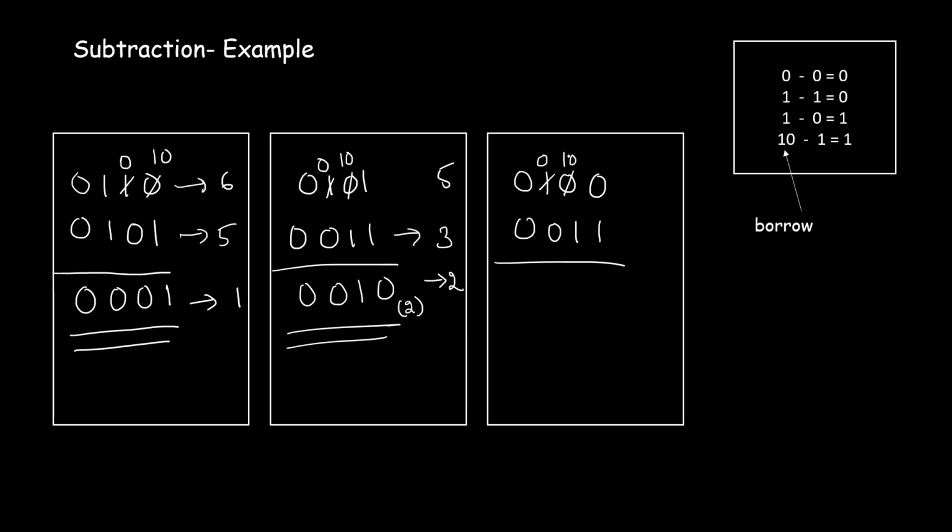1 0 is nothing but you should visualize it as a 2. Now from 2, if you take a 1 to the neighbor, what remains is 1 here. And this becomes a 2. So 2 minus 1 is a 1. 1 minus 1 is a 0, 0 minus 0 is a 0, 0 minus 0 is a 0. So this was a 4 and this was a decimal 3 and you're getting a result of decimal 1. So this is how you subtract binary numbers using the rules of binary subtraction.